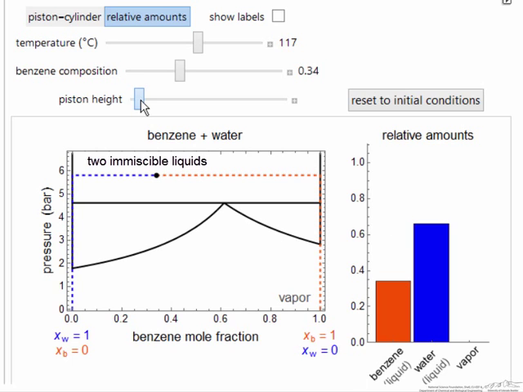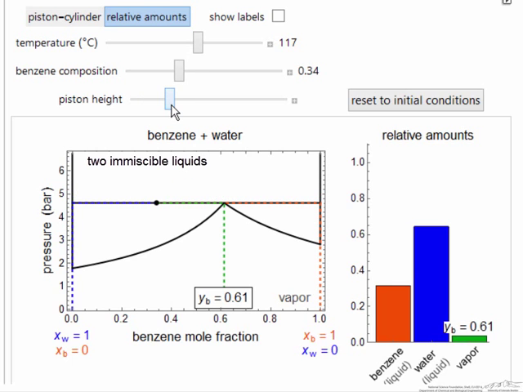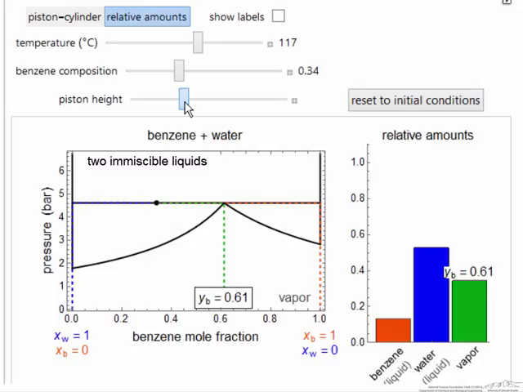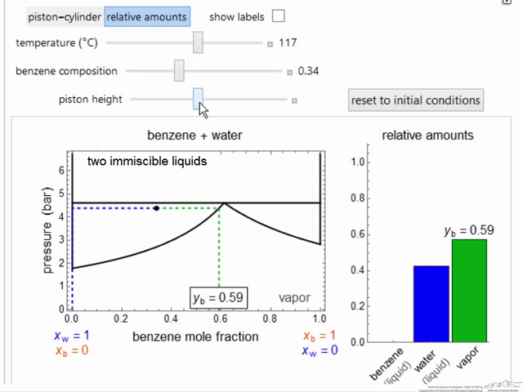As I increase the piston height and lower the pressure, nothing happens until I get to this point. At this pressure, and I'm going to do this more slowly by using the Alt key, as I continue to raise the height, the pressure's not changing, but notice I'm vaporizing preferentially benzene.